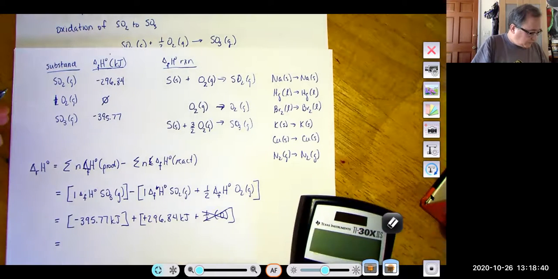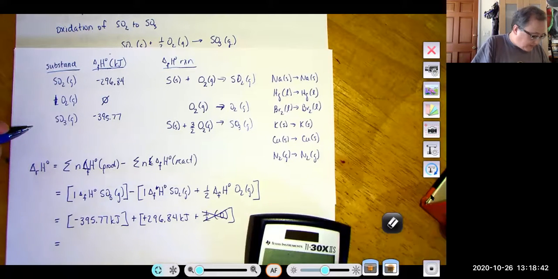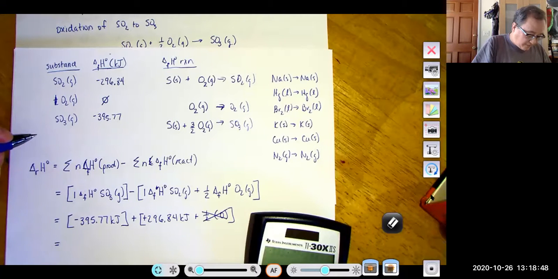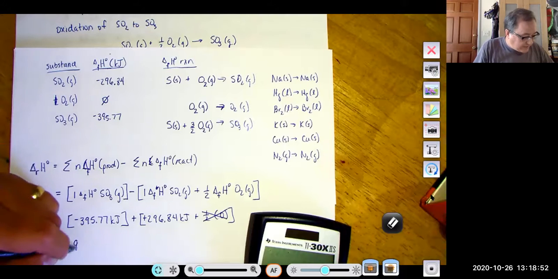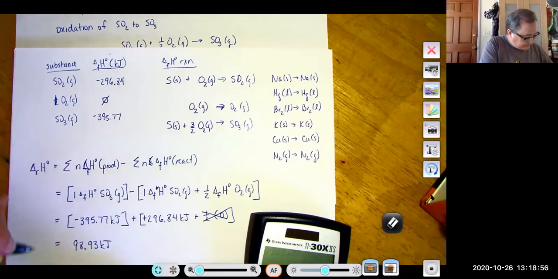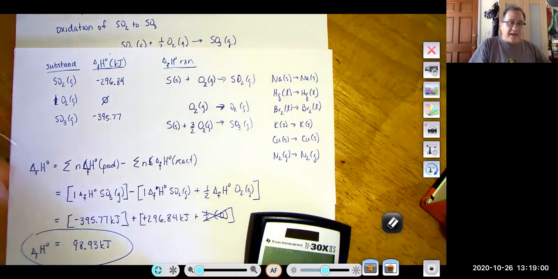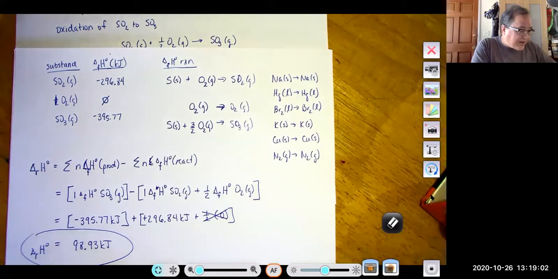So we have 395.77 and 296.84, and the difference is 98.93 kilojoules. Okay, that's the answer to the change in enthalpy.